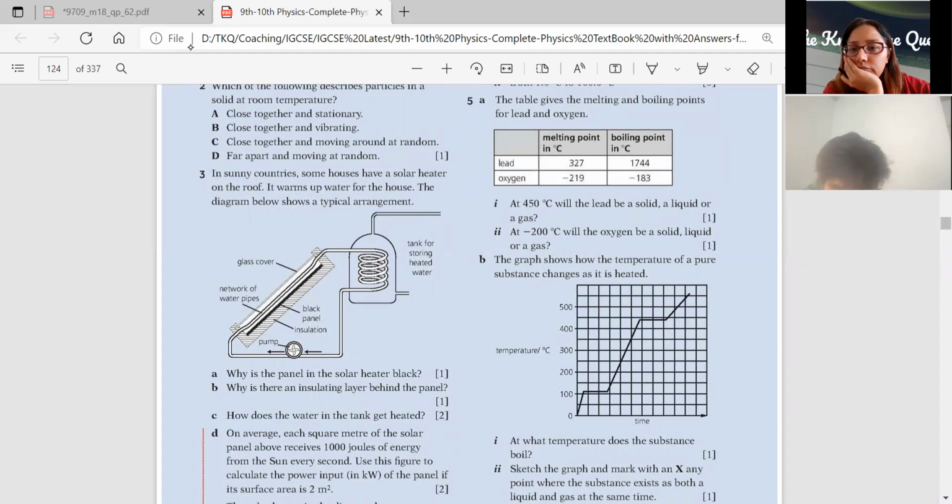Reason? Once it reaches 327 degrees, it will melt. And to boil, it needs to reach 1744, so not even close. So it will be in the middle, 450. So it will be liquid.